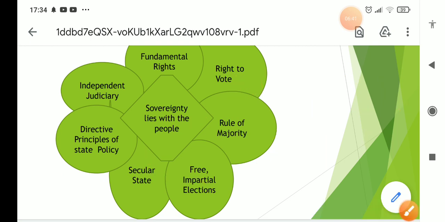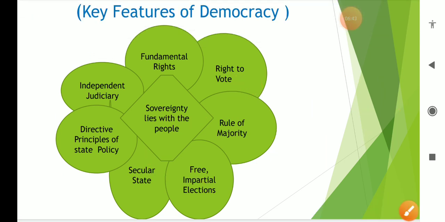Okay. Next is directive principles of state policy. These are actually directives or directions to the state while forming laws. The state will keep these principles in mind. They have been included in part 4 of the Indian Constitution.